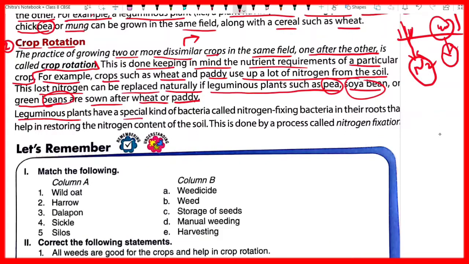Leguminous plants have a special kind of bacteria called nitrogen-fixing bacteria, and their name is rhizobium. I am writing here: rhizobium bacteria.